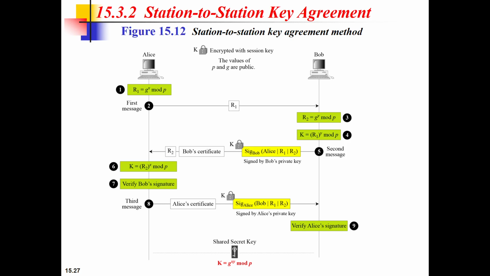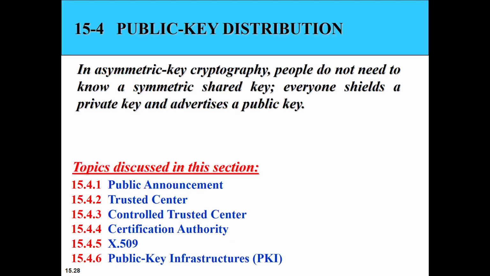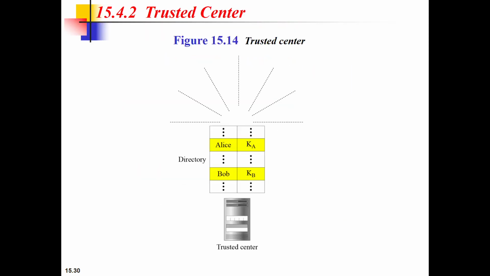So now in asymmetric key cryptography, we have a concept called public key and a private key. The public key needs to be distributed to everyone in the world, and this is obviously done by using a concept called a trusted center, where the task of the trusted center will be to store all the public keys and send out the public keys whenever requested.